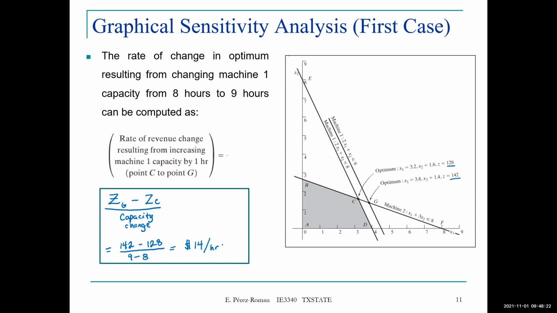Okay, so we're just getting started. You're looking at the right-hand side. This example is showing you that if you increase the capacity for one of the machines by 1 hour, you have a rate of change or a rate of revenue change resulting from increasing machine 1 capacity by 1 hour of $14 an hour.